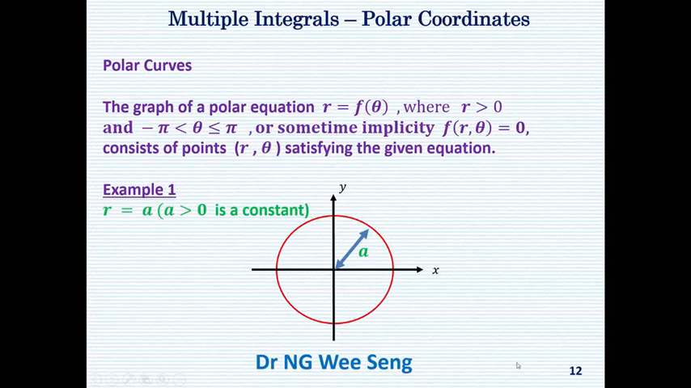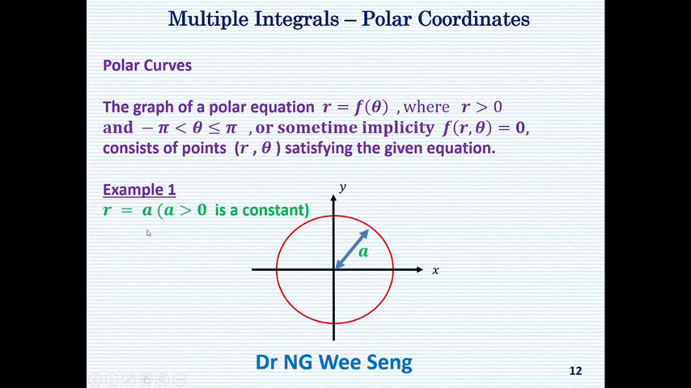Polar curves. It's possible to specify a curve in terms of a polar equation, either explicitly r equals f of theta for some function f, or sometimes implicitly. Then the graph of this polar equation is made up of all the points satisfying the equation.